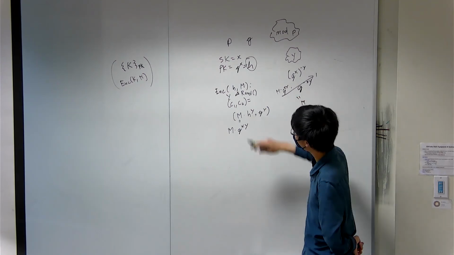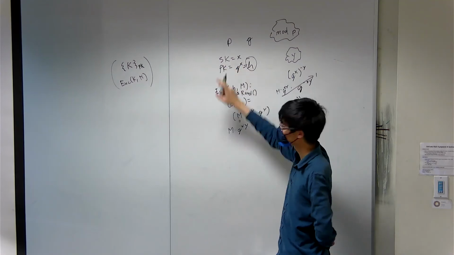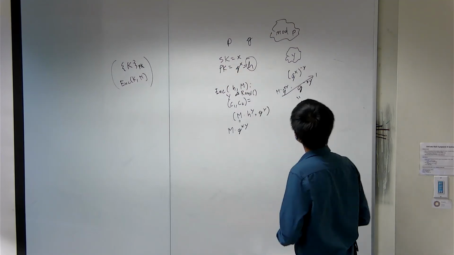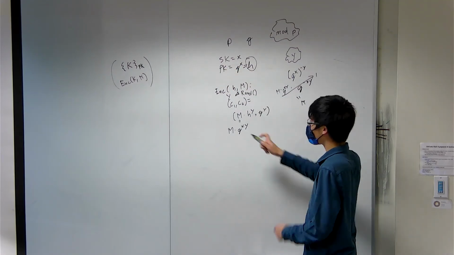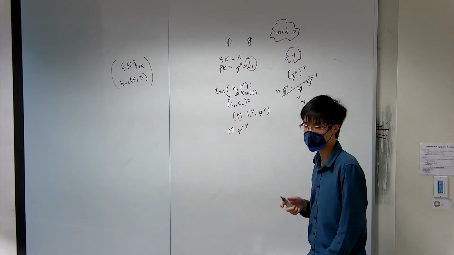So just like how Bob needs to make sure that his secret key X never gets leaked, same with Diffie-Hellman, we need to make sure that Y doesn't get leaked. Otherwise, again, the adversary can recover the original message.